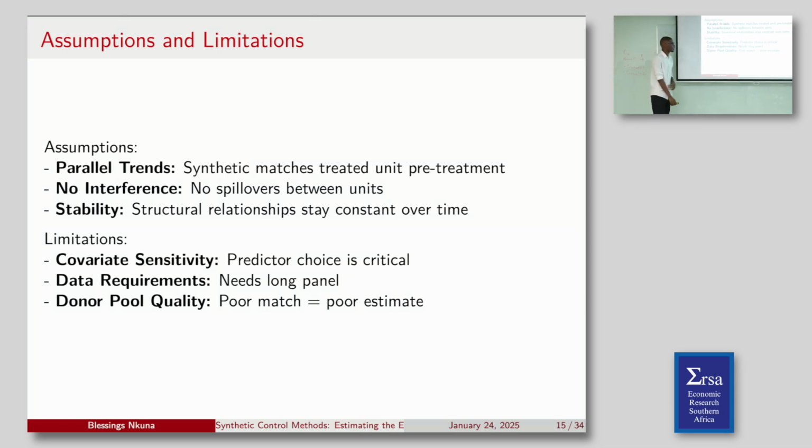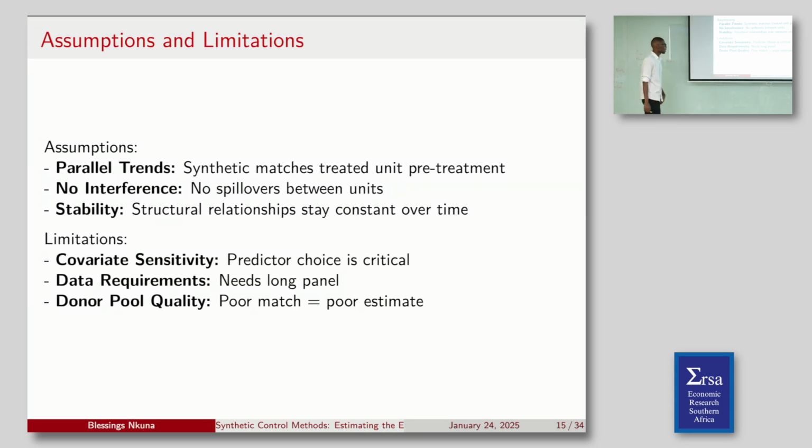And limitations, of course: it's sensitive to the covariates that you use, your independent variables, and that's motivated by literature. So you go into the literature and find what variables matter for your outcome variable, that are good determinants, and then you can use these to make your synthetic control.